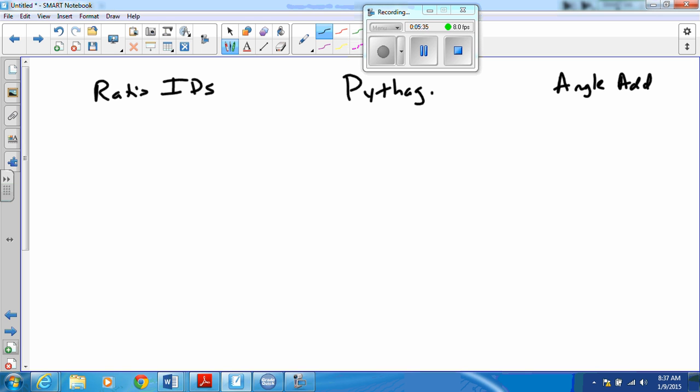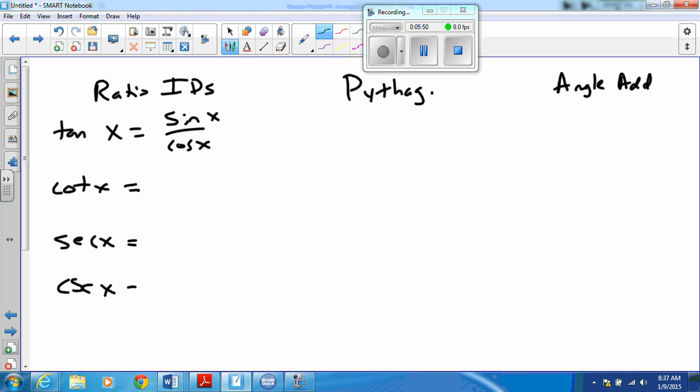The ratio identities are mainly a matter of definition, and you guys are all familiar with tangent of x is equal to sine x over cosine x. Cotangent of x is equal to, and I'll let you fill in the blanks if you know these. Secant x equals, cosecant x equals, and finally, the last one is that cotangent x is the same as 1 over tangent x, where suitably defined.